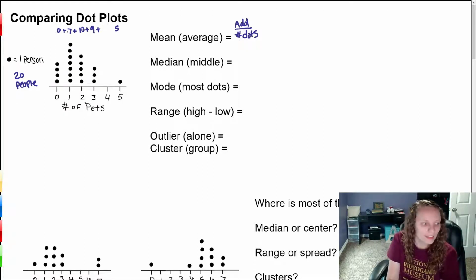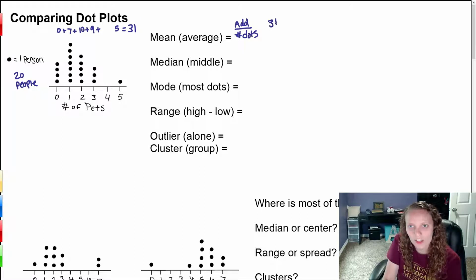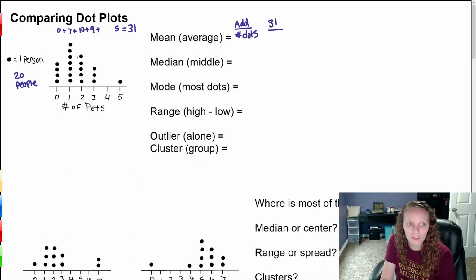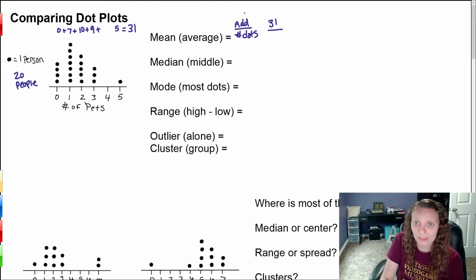So let's add these numbers up. That would be 7 plus 10 is 17, plus 9 is 26, plus 5 more equals 31. So we're going to take 31 and then divide it by however many people were asked. How many pets do you have at your home, which is 20.